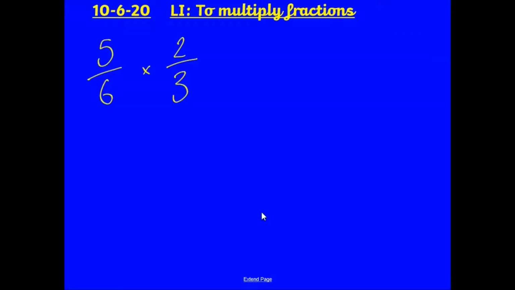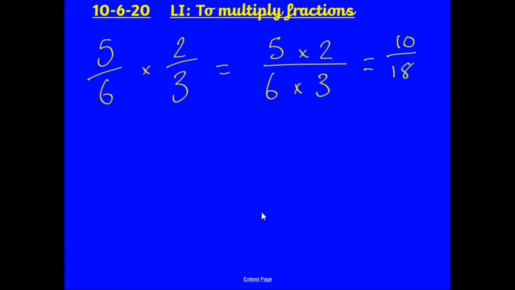Now the mathematical way of doing this, okay, so I've got 5/6 times 2/3. Now, when multiplying fractions, it's fairly straightforward. All I do is I do 5 times 2, so I multiply my numerators, and I multiply my denominators. So 5 times 2 is 10, and 6 times 3 is 18. There's no need to make the denominators the same or anything like that, okay? I can just straight away multiply the numerators and multiply the denominators. So this works for multiplying fractions. Now my answer here is 10/18.